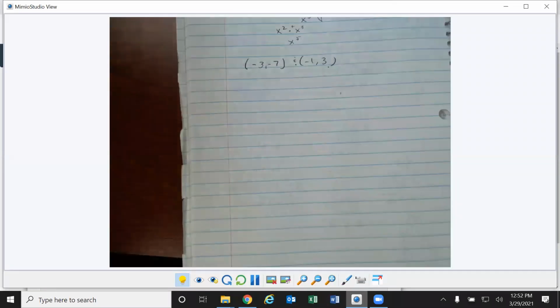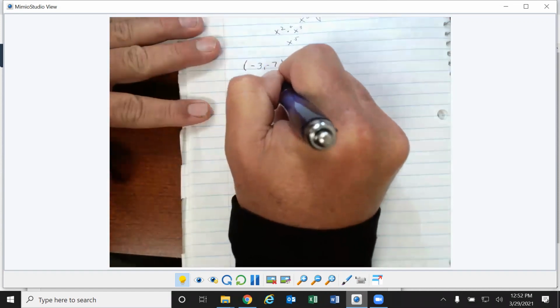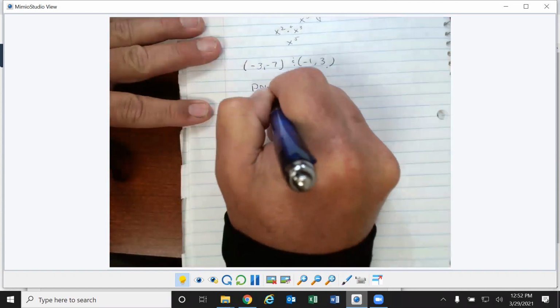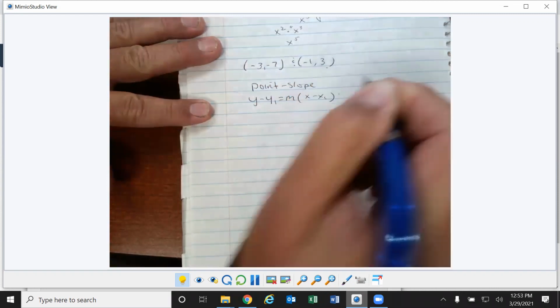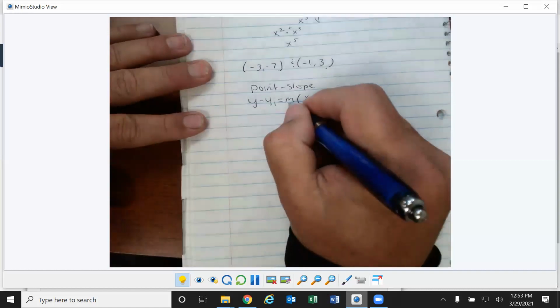All right, so they want us to put it in point slope form. So point slope form, if you remember right, point slope means I need to have a point and a slope, and it's y minus y1 equals the slope times x minus x1. So we have to put it in this form. That's exactly what they want us to do. All right, we need a slope and we need a point.